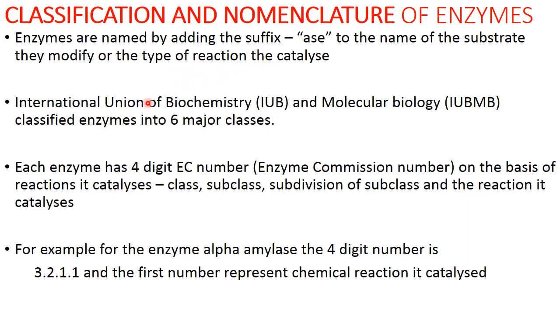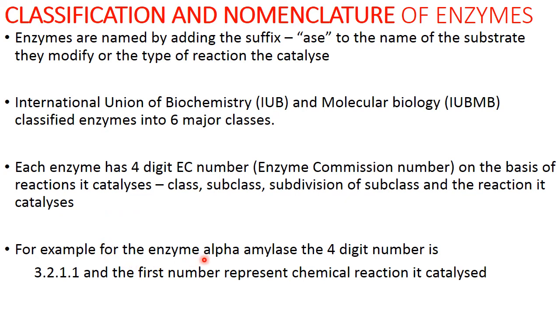सो इसके बेसिस पर एक यूनियन, इंटरनेशनल यूनियन ऑफ बायोकेमिस्ट्री IUB, जो फिर लेटर मॉडिफाई हो गई है इनटू इंटरनेशनल यूनियन ऑफ बायोकेमिस्ट्री एंड मॉलिक्यूलर बायोलॉजी IUBMB, they have classified enzymes into 6 major classes. और इन्होंने, दैट इज IUB ने 4 डिजिट का नंबर दिया है, EC नंबर, विच वी से एंजाइम कमीशन नंबर, ऑन द बेसिस ऑफ द रिएक्शन इट कैटलाइजेस, जिसमें क्लास होगा, सब क्लास होगा, सब डिविजन होगा सब क्लासेस का, और द रिएक्शन इट कैटलाइजेस.